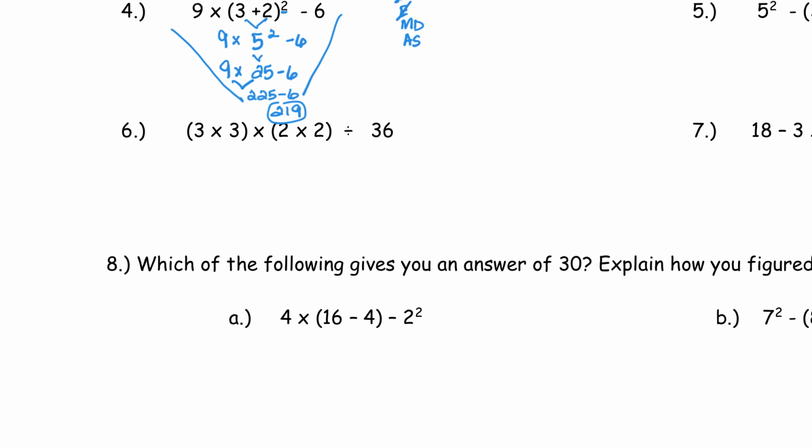Try number 6 on your own. Pause the video, try it, and then restart to check your answer. And the answer is 1. We start with the 3 times 3, then the 2 times 2, so then 9 times 4 divided by 36. In this case, the multiplication does come before the division, so we multiply first. And then lastly, we have 36 divided by 36.